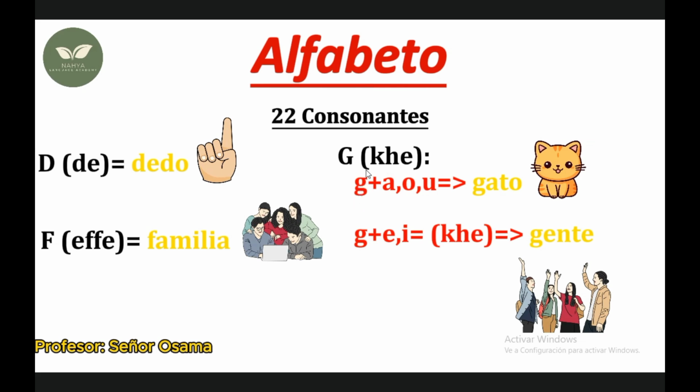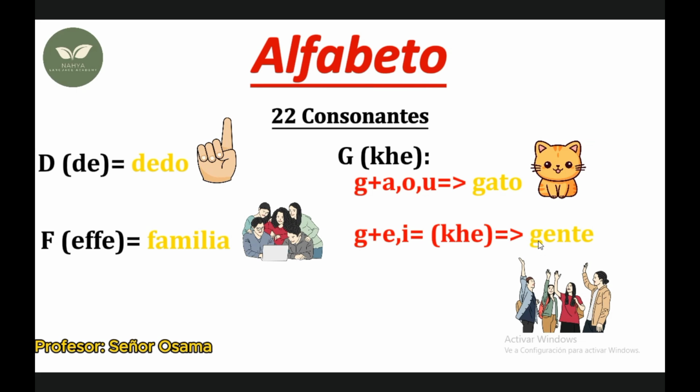When G comes with a, o, or u, it gives us the sound of g. Here we have an example, gato, which means cat. In the second situation, when G comes with e or i, it gives us the sound of j. We can find it in the example of gente, which means people.